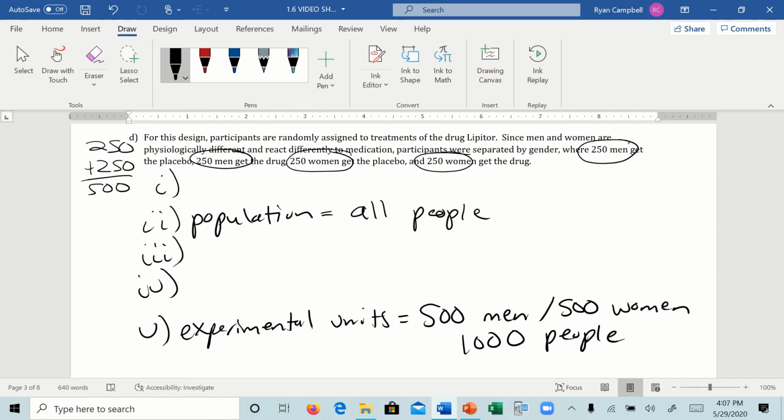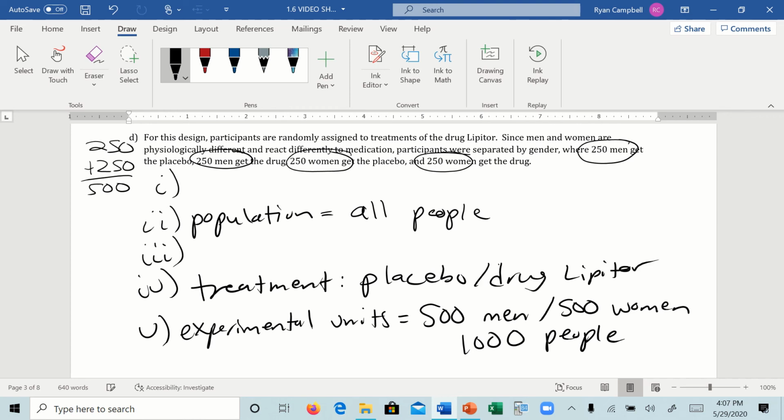Good. What's the treatment? We can see it's the placebo and the drug, Lipitor. What's the response variable? Well, arguably, it'd be to see if Lipitor works. Whatever Lipitor is supposed to do, it's to see the effectiveness of the drug.